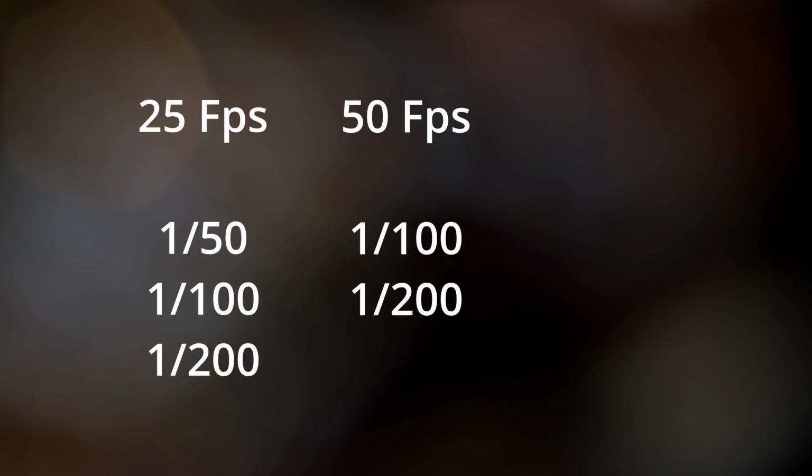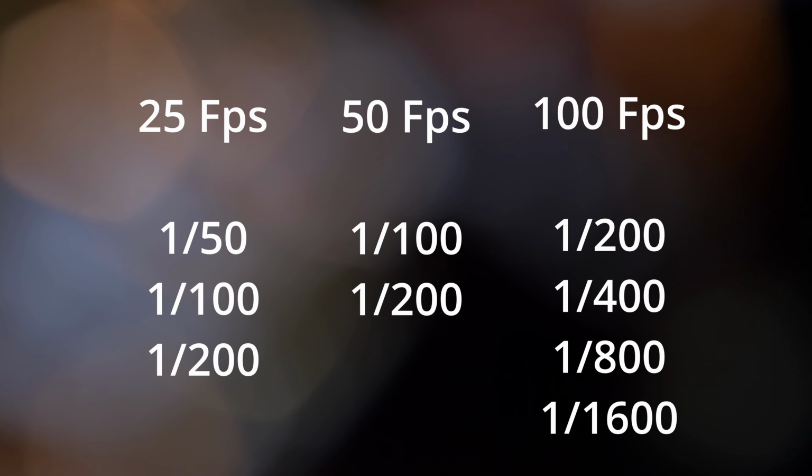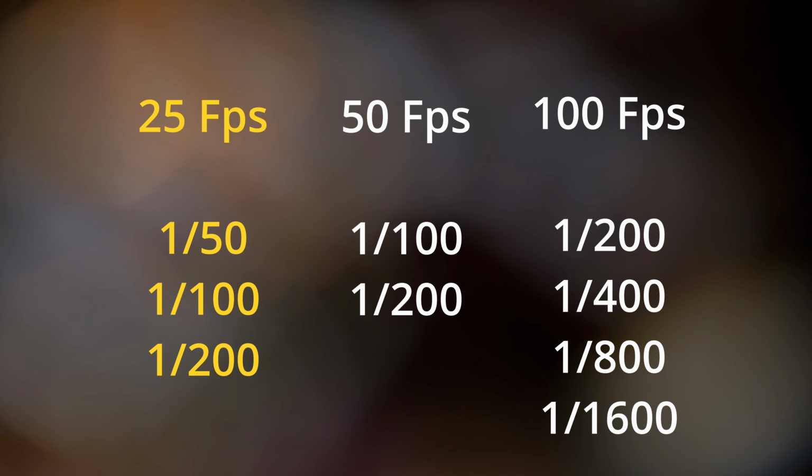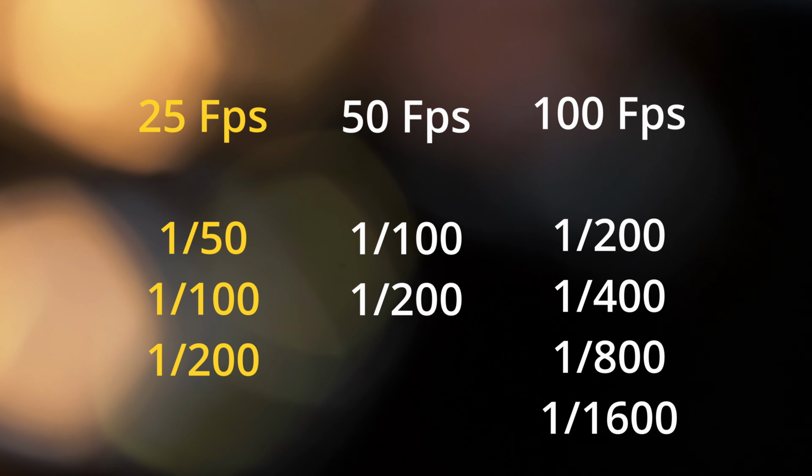So what we've got here is three parts: 25 frames per second, 50 frames per second, and 100 frames per second. Then we've broken it down into the shutter speed of 1/100, which is 50%, and then we've doubled the shutter speed again, which is 1/200 at 25%.